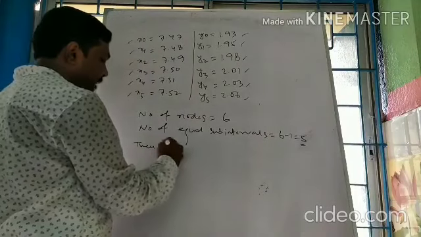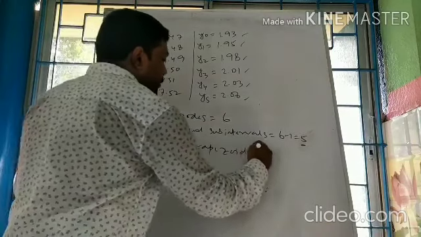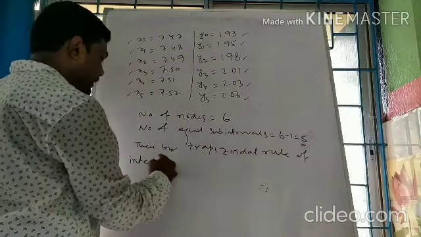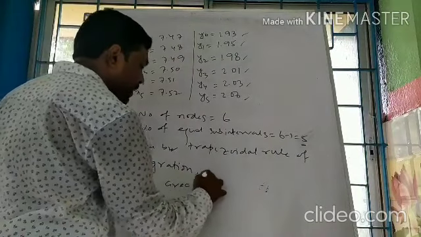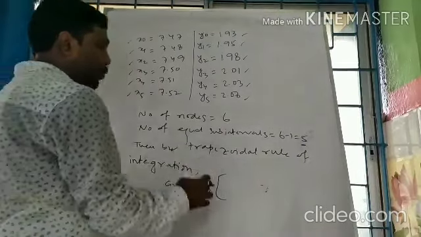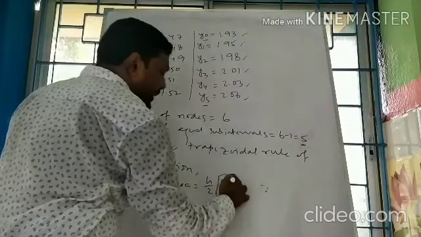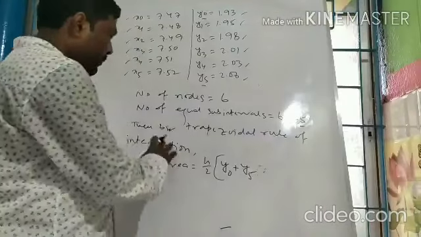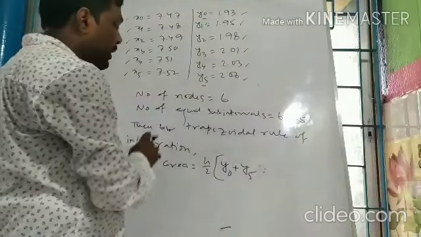Then by the trapezoidal rule of integration, area equals h by 2. Not h by 3, it is h by 2. H by 2 times the sum of the first and last ordinates, y0 plus y5. The number of subintervals is 5, so you cannot apply Simpson's 1/3 rule; you have to apply the trapezoidal rule.